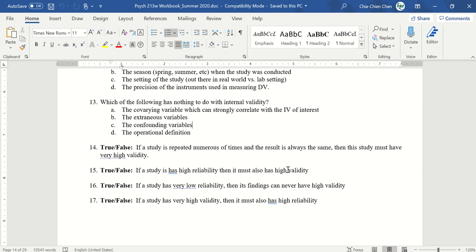If a study is repeated numerous times and the result is always the same, then the study must have a very high validity. This is not true. Okay, so when something is repeated many, many times and the result is always the same, that only means that it has a very high reliability. So validity is how true something is, and reliability is how repeatable or how reproducible the results are. Okay, so if something is repeated numerous times and results are always the same, it best tells you that it's very precise.